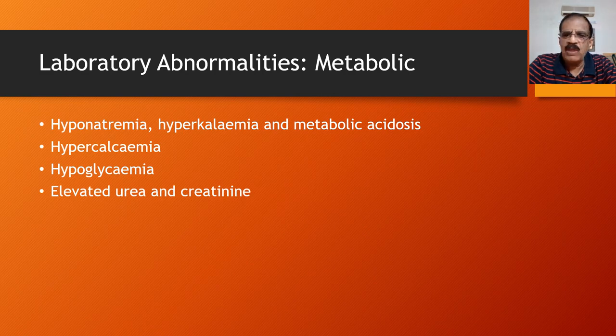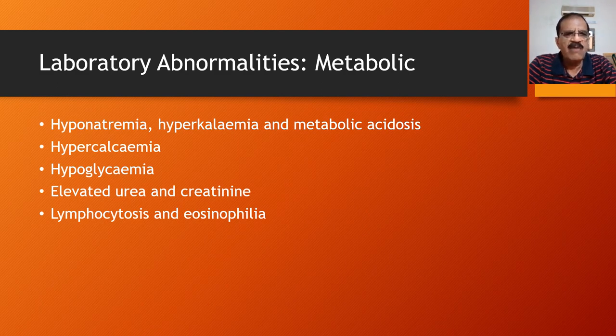Then elevated urea and creatinine, very minimal elevation of urea and creatinine because of volume contraction. Kidneys are generally not affected in Addison disease unless there is a separate cause, but a slight increase in urea and creatinine is part of Addison disease. Lymphocytosis and eosinophilia: we know that adrenals regulate our immune system, and lymphocytosis and eosinophilia may also be seen in some cases, but these are not diagnostic.